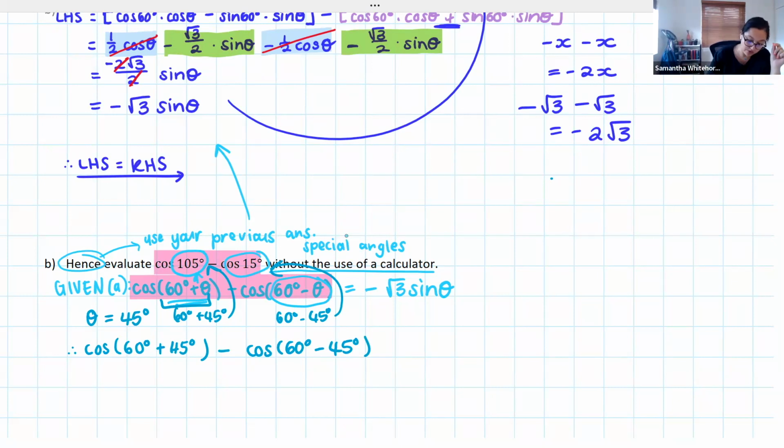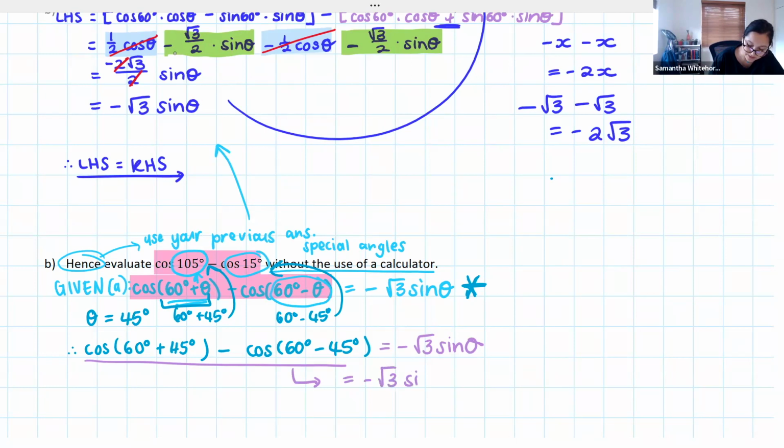Now we already know, there's so much going on here. We already know that this statement over here is true. So we already know that the cos of 60 plus theta minus cos of 60 minus theta is equal to negative root 3 sine theta. So we actually already know that this entire expression is equal to negative root 3 sine theta. And you've just worked out what theta is. So technically we know that this whole expression is equal to negative root 3 sine 45 degrees, because you've just worked out theta by using your previous question's answer.